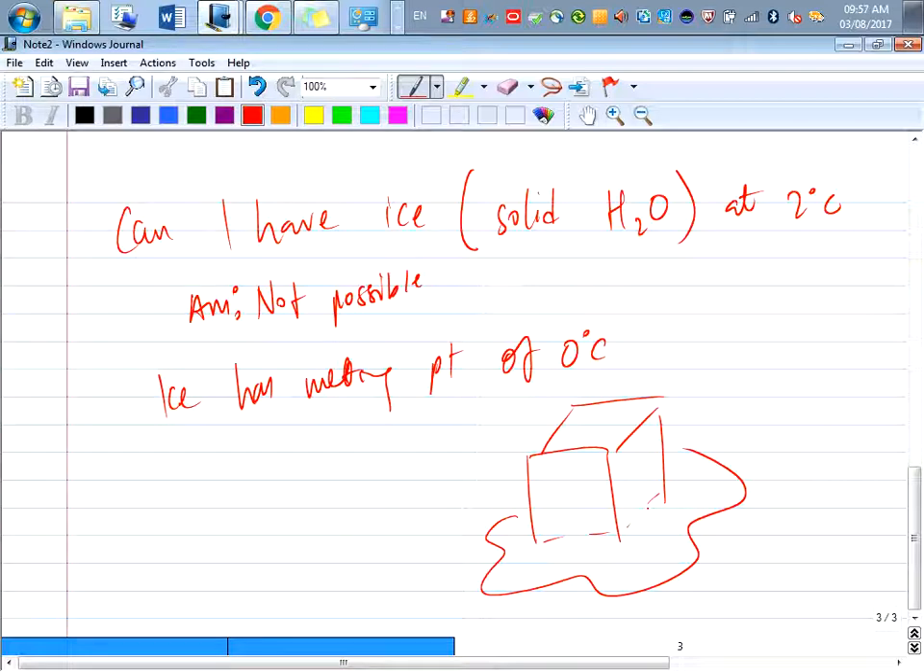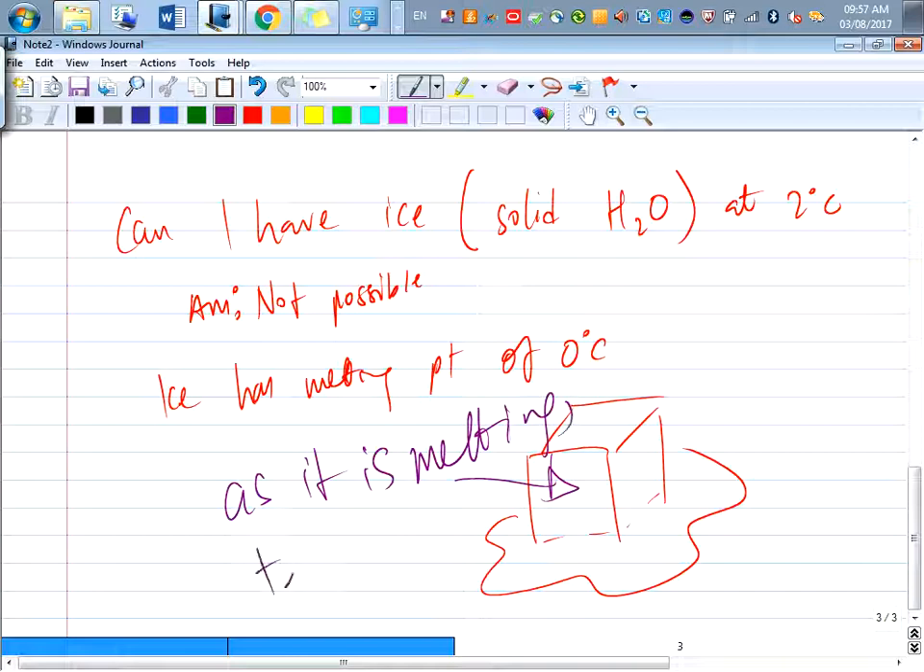You put it on the table. What temperature is it? How much? 0. The temperature of this, as it is melting, equals 0 degrees Celsius. It will stay at 0 degrees Celsius until the whole thing melts. Okay? Because why is it melting? It is absorbing heat from the surroundings.